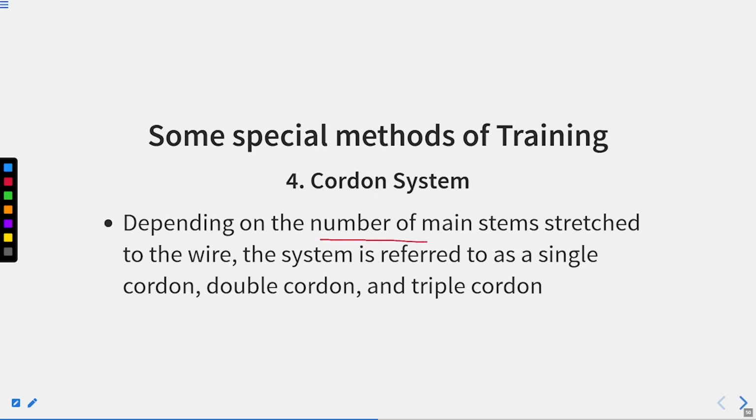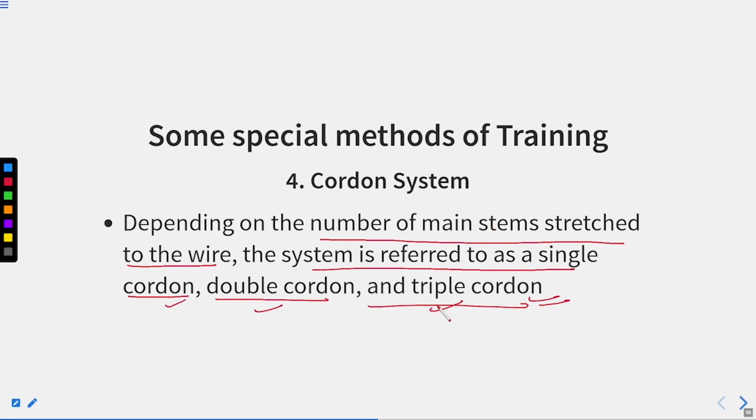Depending on the number of the main stem stretched on the wire, the system is referred to as a single cordon, double cordon, or a triple cordon. So depending on the number of main stems that are stretching, there is a single, double, and triple cordon system.